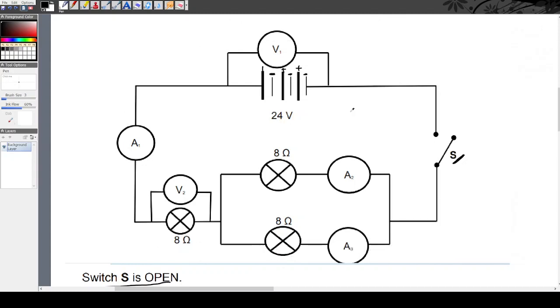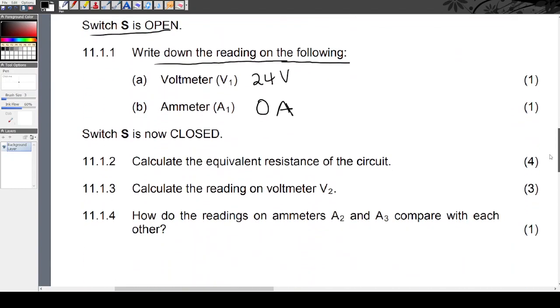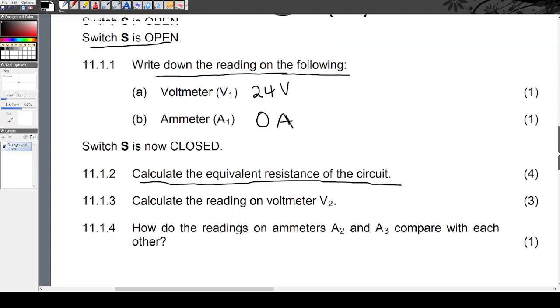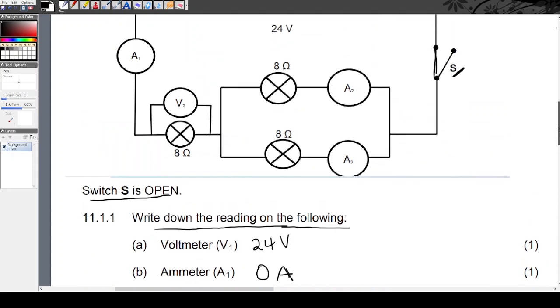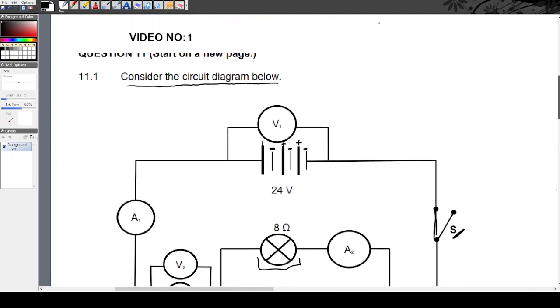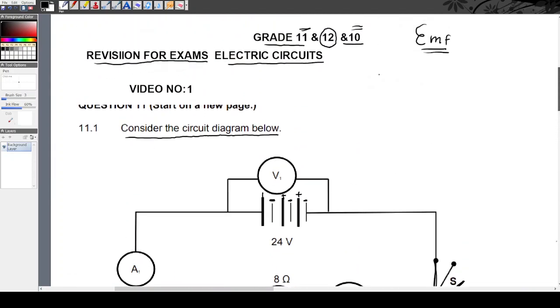Okay, let's clean it up. We say the switch S is closed. Let's close it. Let's go back to the questions. Calculate the equivalent resistance of the circuit. The equivalent resistance of the circuit means it's the total resistance of the circuit. Remember, we have one resistor that is in series, and two resistors that are in parallel to each other. What does that mean? Remember, we said that in the previous videos.